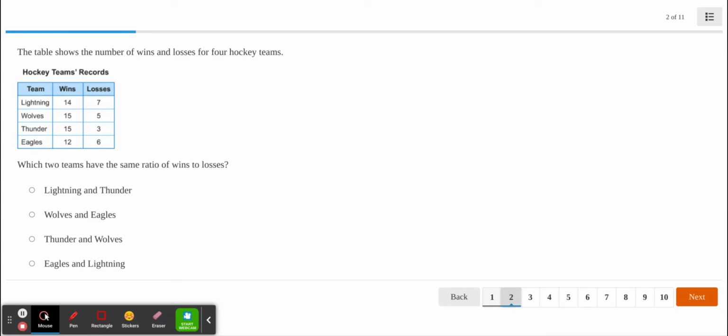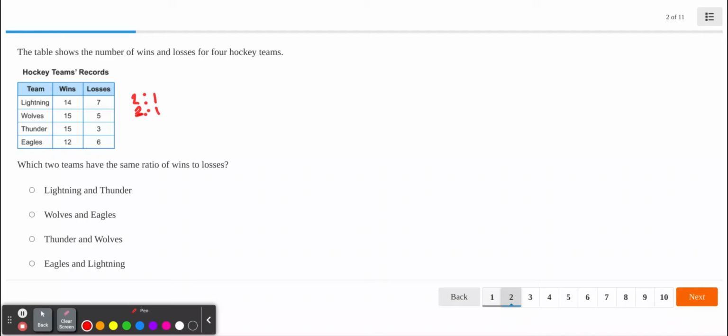All right, number 2. The table shows the number of wins and losses for 4 hockey teams. So we've got our teams over here. We've got the Lightning, the Wolves, the Thunder, and the Eagles. And it says which 2 teams have the same ratio of wins to losses. So what we need to do is basically figure out in lowest terms what our ratios are. So for the Lightning, I have 14 wins and 7 losses. So in this case, I've got a 2 to 1 ratio. And I know that because if I divide 14 by 7, I would get 2. So that's a 2 to 1 ratio. In this case, for the Wolves, I can divide 15 and 5 both by 5. And that is a 3 to 1 ratio.